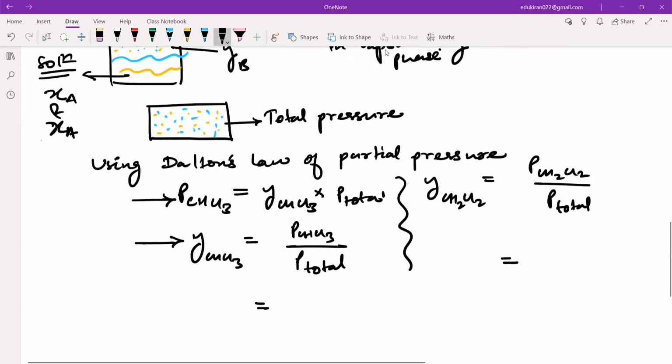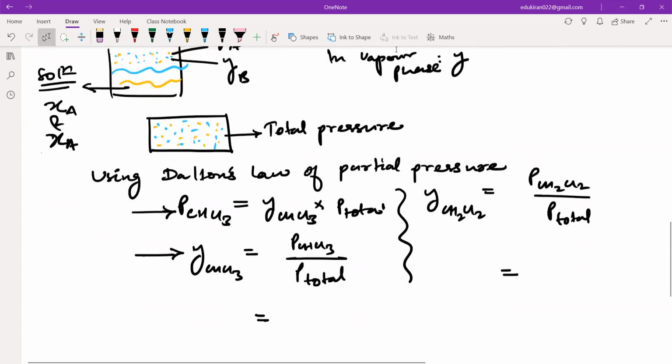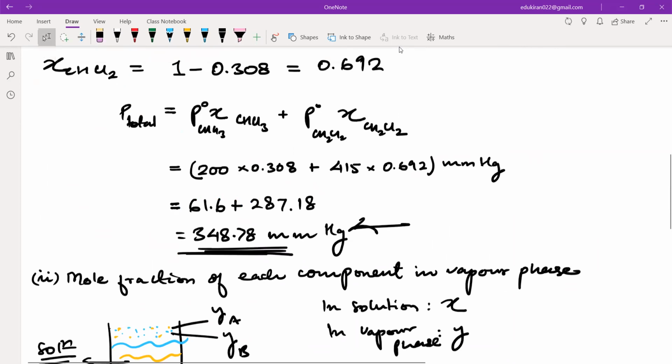So all of you know, right? What is the pressure of CHCl3 that we have calculated here? सारी values हैं यहाँ पे. See, this is the pressure of CHCl3 that we have calculated, ना? 61.6 and 287.8. This is the partial pressure due to CH2Cl2.